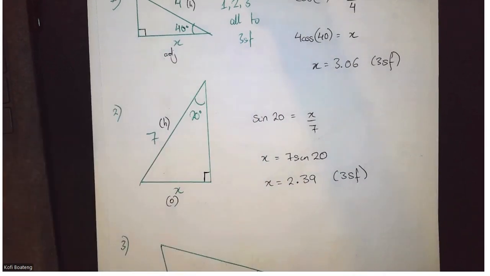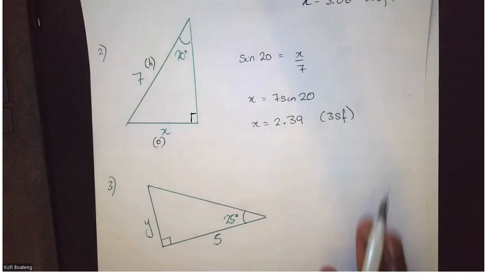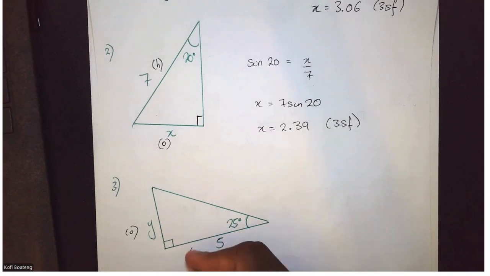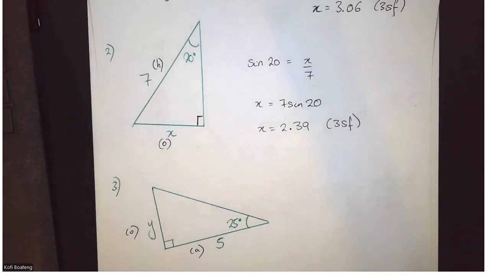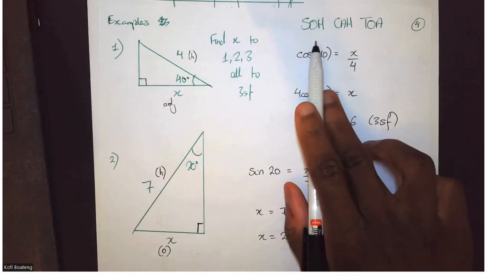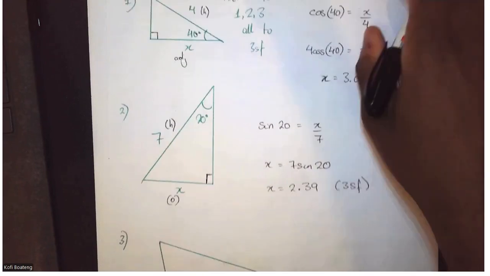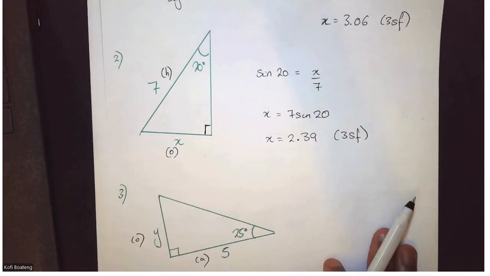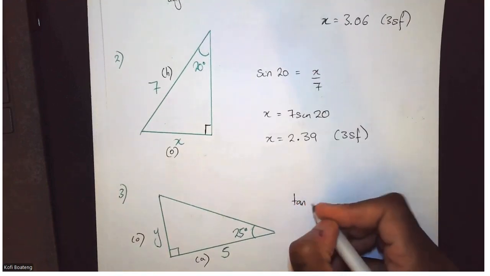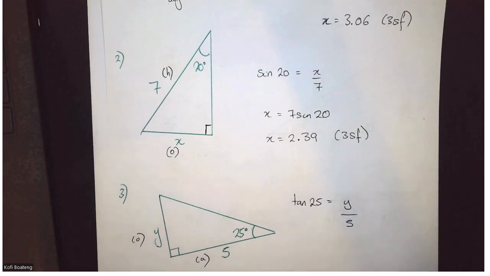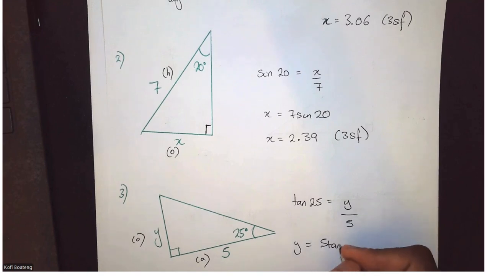So let's move on to the last one. The last one, we have our angle of interest is 25 degrees. Y is therefore the opposite, and 5 is also the adjacent. So now we need to look at which one of these three uses opposite and adjacent. It's not sine, it's not cosine, it's tan, opposite and adjacent. So again, we take tan of the angle, 25 degrees, is equal to the opposite y over the adjacent, which is 5. And again, this is a nice one-step equation. We get y is equal to 5 tan 25.